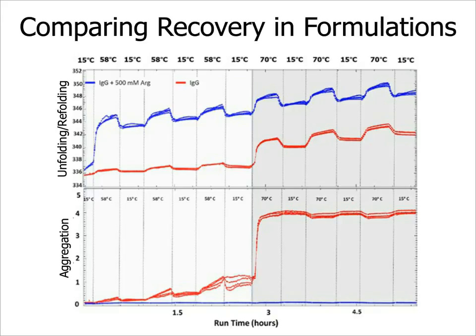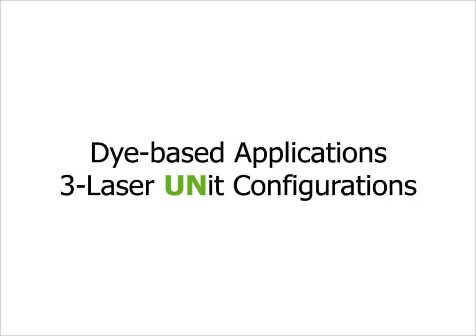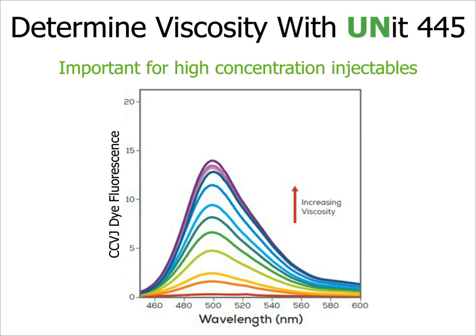But we also offer greater flexibility with 2 additional systems, by looking at the effects of different probe dyes to characterize stability in different ways. First of all, we have a unit with an optional 445 nanometer laser. This allows us to determine relative viscosities of protein formulations. The way we do this is we have a molecular rotor dye.